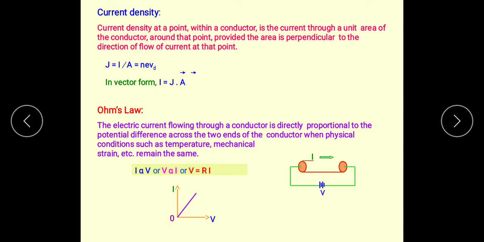Temperature should not change. So here is the mathematical relation: I is directly proportional to V, or V is directly proportional to I. To remove this proportionality sign, we use a constant, so V is equal to IR. Here R is a constant and it is known as resistance. Here is the graph between I and V. It shows a linear relation, a straight line.